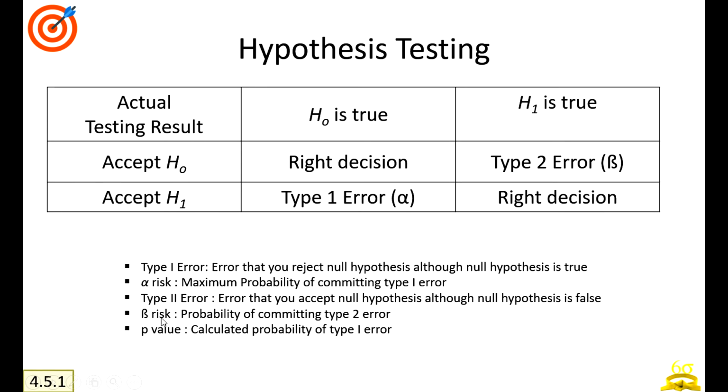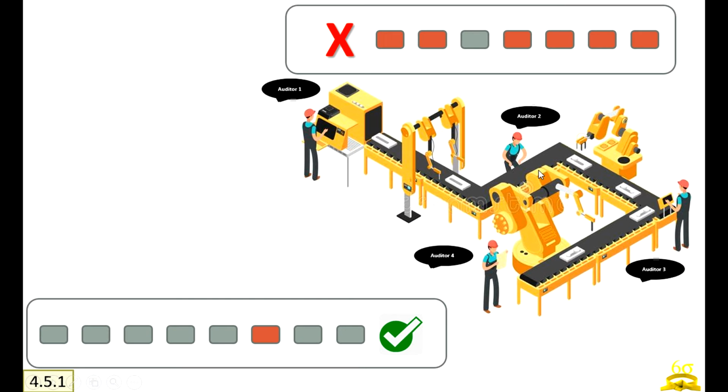Similarly, beta risk is the probability of committing a type 2 error, right? It cannot be 0, there has to be some percentage here, it can be 0.01 or it can be 5%, right? Now, let me take you to another scenario and give you an example.